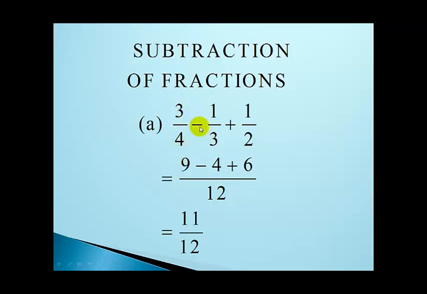Now we have our minus here. 3 goes into 12 4 times. So we multiply the 4 by the numerator 1, and that will give us 4. Plus, because of our sign, 2 goes into 12 6 times. So we multiply the 6 by the numerator 1, and that will give us 6. Now 9 minus 4 equals 5, and 5 plus 6 equals 11. So we have 11 divided by 12. This means that 3 over 4 minus 1 over 3 plus 1 over 2 is equal to 11 over 12. So that is how subtraction of fractions also goes.